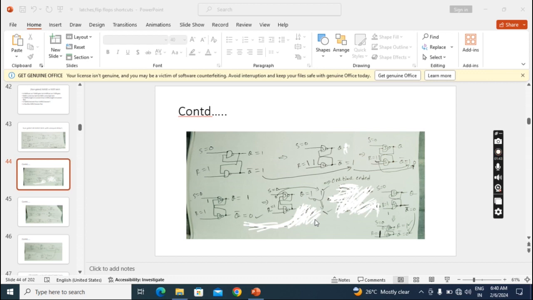Okay, but whether this output is stable or not, to know that, again I will feed it back. This 1 I fed back here, so I am getting 0. Again this 0 I will feed back to this, I am getting 1. So it is maintaining stable. This will be the final output when I apply S0 R1: I am getting Q1, Q bar 0.